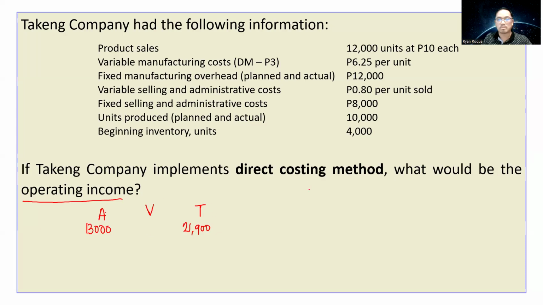So, let's try. If we compare absorption versus variable. Remember, when compared to S, P is less than S because you produced 10,000 and you were able to sell 12,000 units. So therefore, the income would be A is less than V and less than T. So where do we want to compute from? From absorption. So again, difference in the inventory times difference in the unit cost.